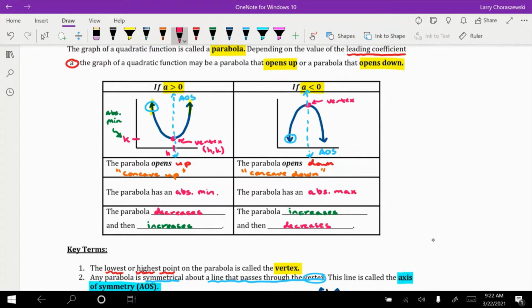Now the parabola opens down. Again, the vertex is given by the coordinates h comma k. So directly underneath the vertex on the x-axis, we could put a tick mark of h. Again, the line of symmetry, or axis of symmetry, coincides with it. And then to the left of the vertex on the y-axis, we can put k. And in this setting, k would represent our absolute max.